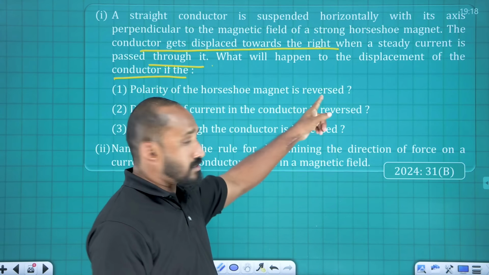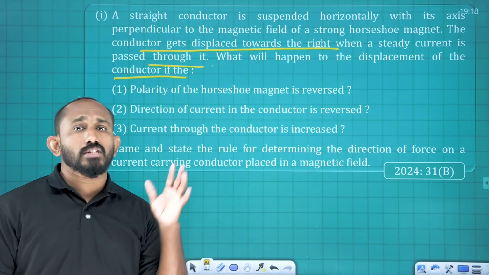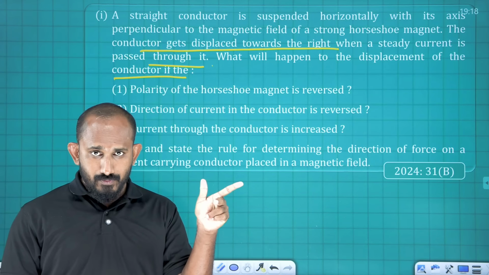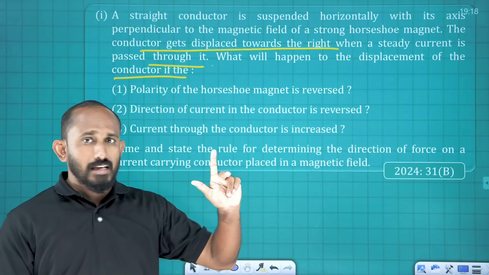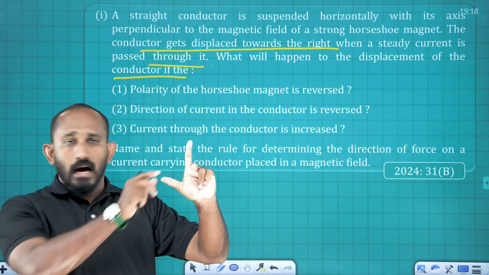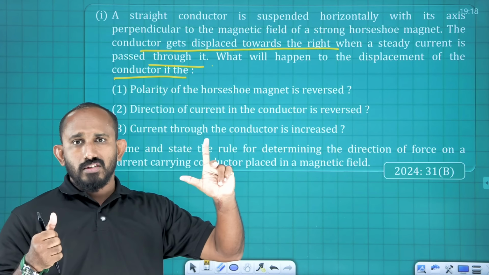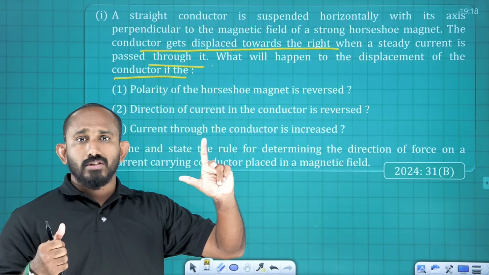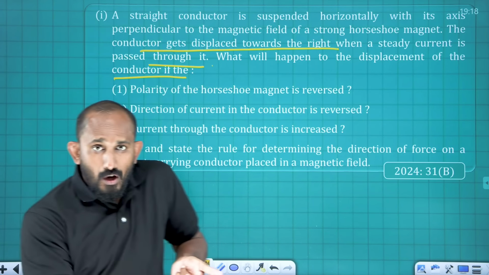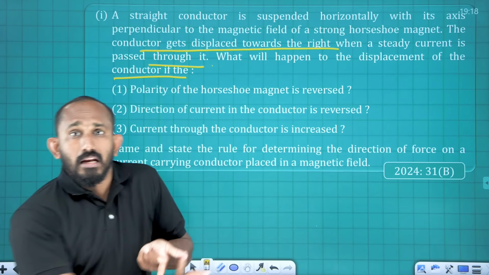Polarity of the horseshoe magnet is reversed. Polarity reversed means, without changing the direction of current, you change the direction of the magnetic field. So if you use Fleming's left hand rule, in the first case the magnetic field is upward and the thumb points towards the right, so it is deflected towards the right. Now if you change the polarity of the magnetic field without changing the direction of current, the magnetic field is downward and the current is in the same direction, so it will deflect towards the left.